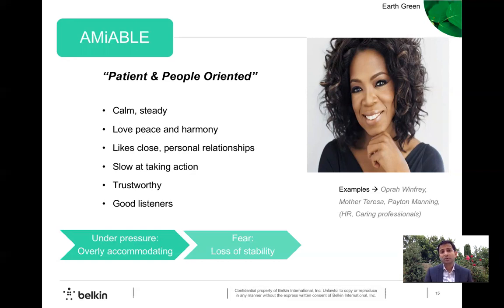Under pressure, though, amiables can be seen as too willing or overly accommodating to people's requests, as they tend to be avoiding personal conflicts. And they fear loss of stability because they do not like too much change. Remember, harmony is very important to them.